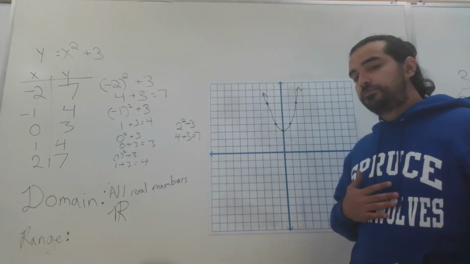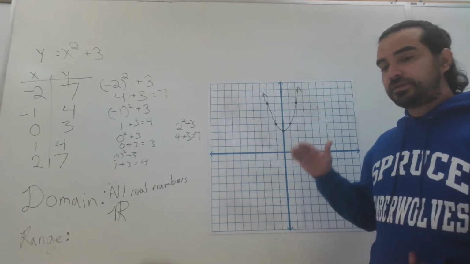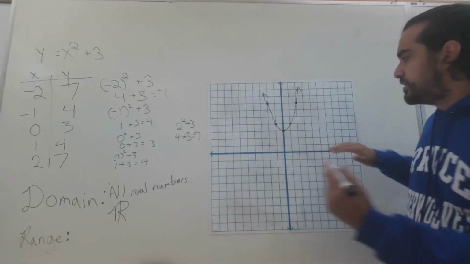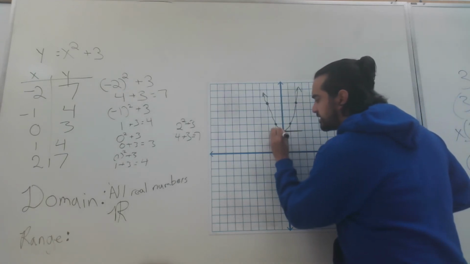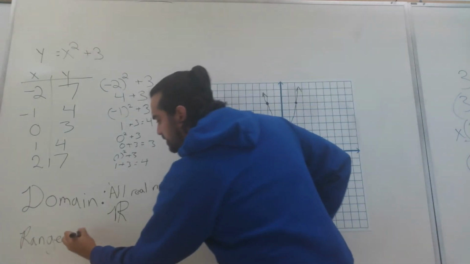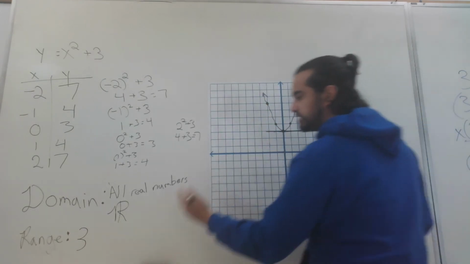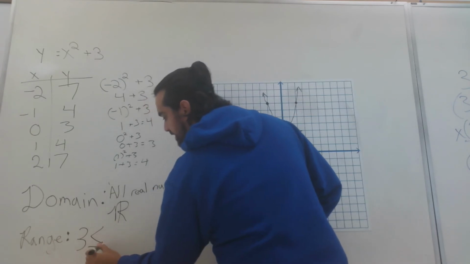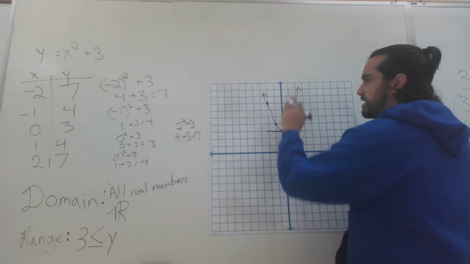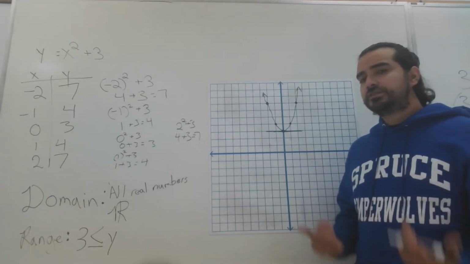Now my range. Remember, range is going to be my y values, and we look at it from bottom to top. So what's the lowest the quadratic function goes? If we look at it, this is the lowest it goes, which is 1, 2, 3. So 3. And since it's a solid line and it's touching it, it's going to be less than or equal to. And we know we're talking about y. How high does it go? Well, we have an arrow, so that means infinity. It's going to continue going up.